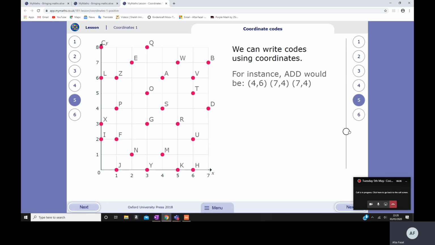Add would be 4 across, 6 up, 7 across, 4 up, 7 across, 4 up. Because there's D and there's A. So now we've got to crack code.